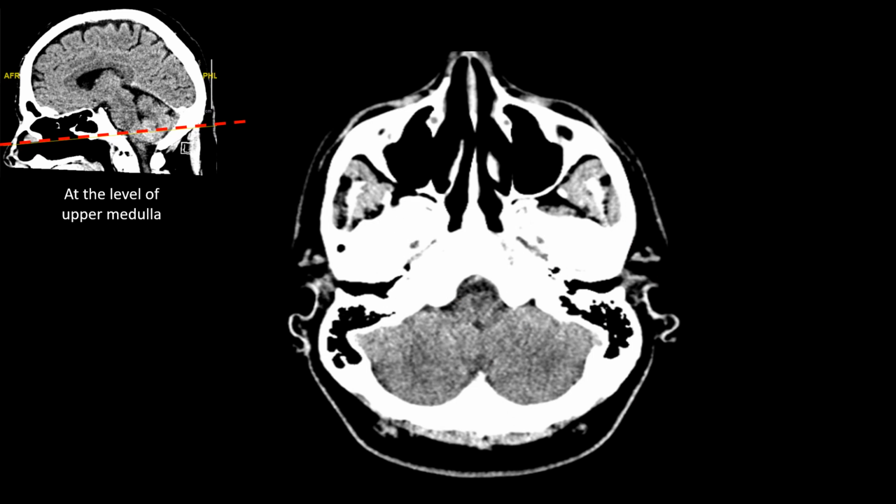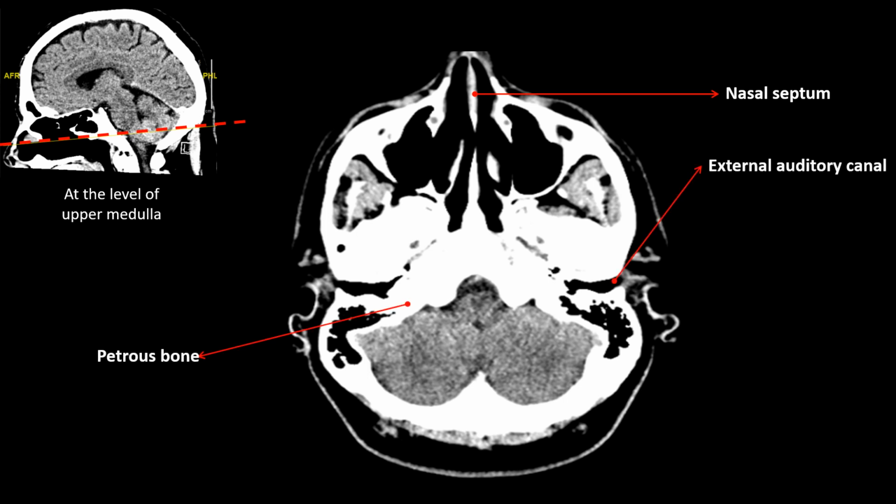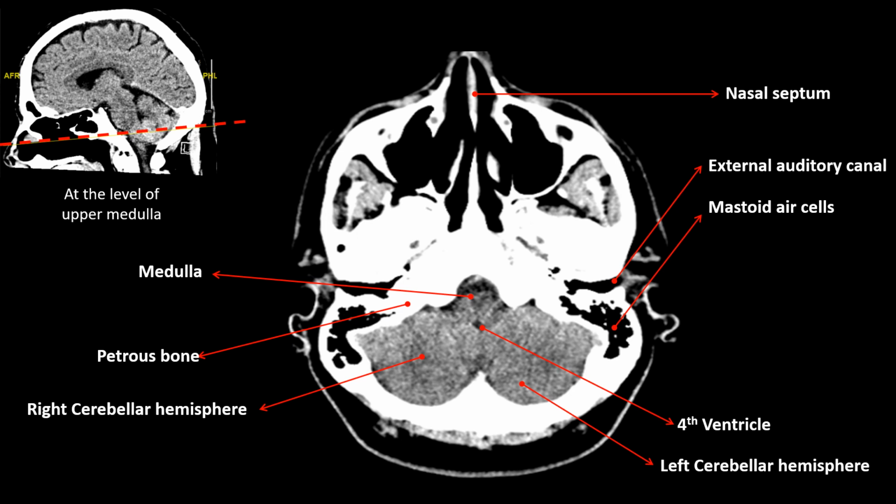This is an axial view at the level of upper medulla. You may see the nasal septum, the external auditory canal, petrous bone, and mastoid air cells. The medulla, fourth ventricle, and posteriorly your two cerebellar hemispheres. The peduncle connecting the medulla to the cerebellum is the inferior cerebellar peduncle.